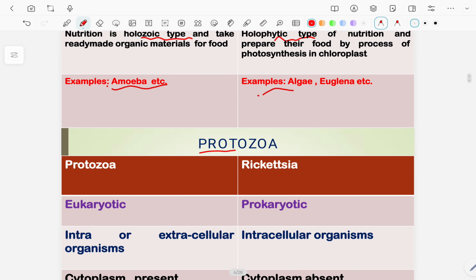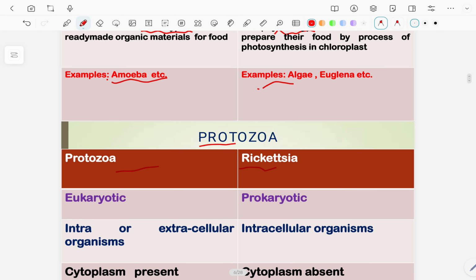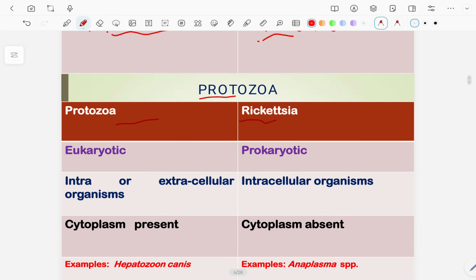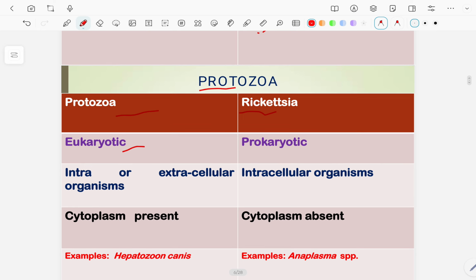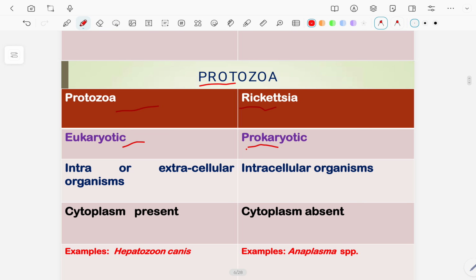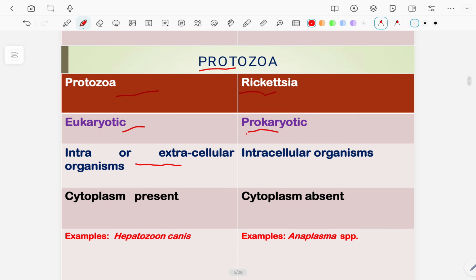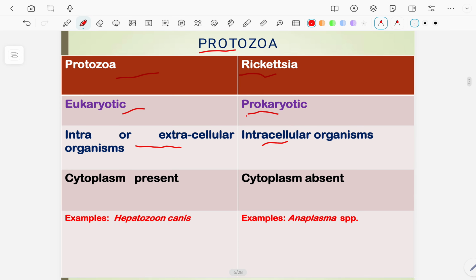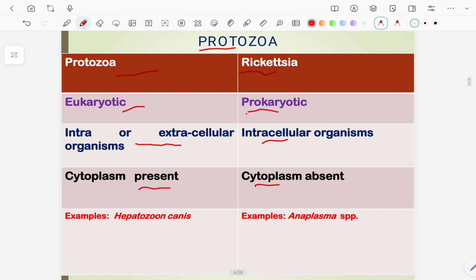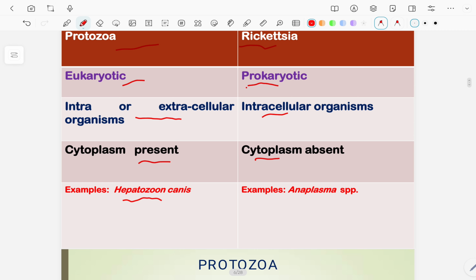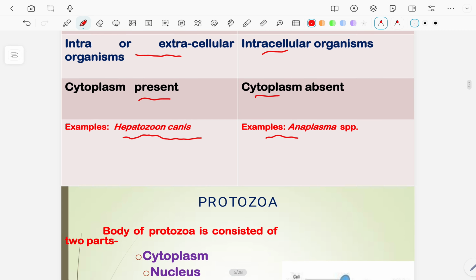Difference between protozoa and rickettsia. Protozoa are eukaryotic, rickettsia are prokaryotic. Intra or extracellular organism. Intracellular organism. Cytoplasm present, cytoplasm absent. Example: Hepatozoon canis. Example: Anaplasma species.